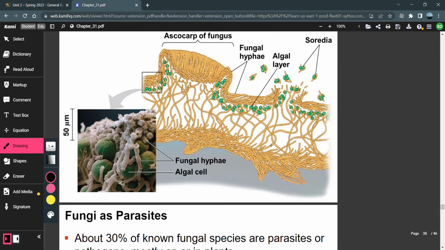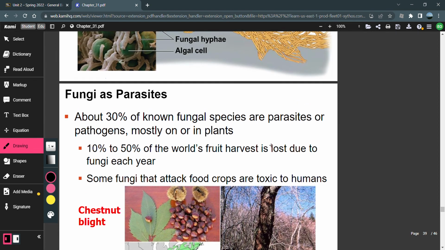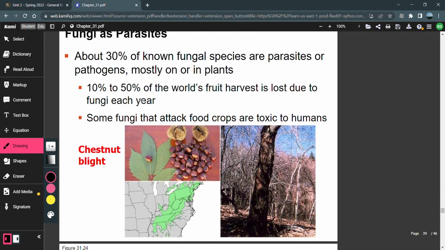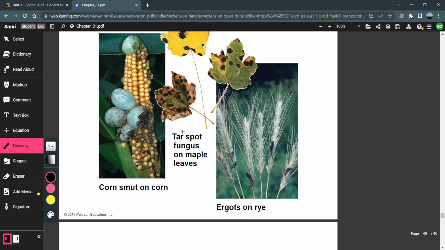Fungi are also parasites, as we mentioned in the beginning. About 30% of known fungal species are parasites or pathogens, mostly on or in plants. 10% to 50% of the world's fruit harvest is lost to fungi each year. 40,000 people died from ergots, which is a type of fungus that grows on rye, and they produce a toxic compound. There are also fungi that attack chestnut trees, and animals are less susceptible to fungal infections.